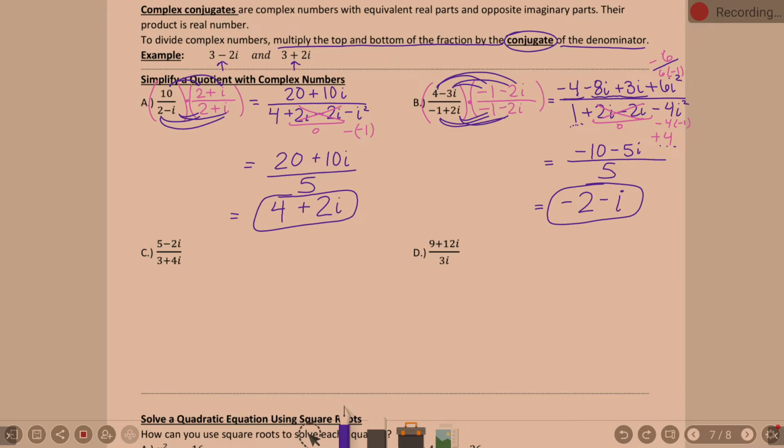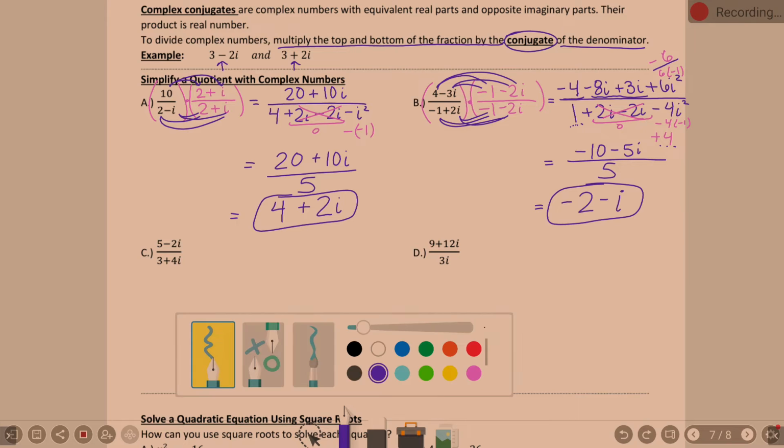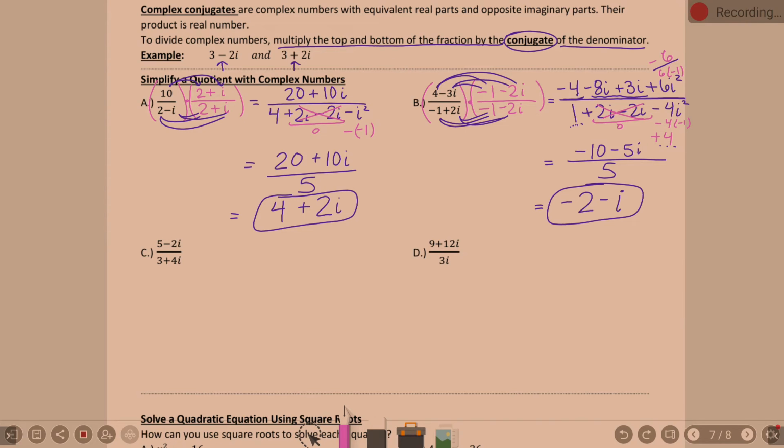C should be very similar. Now, I do want to go through C as practice. Hopefully you guys can stay a step ahead of me. But then also I want to talk about how to express our answer in C, because it's not going to clean up quite as nicely as our last one did. Okay. C is 5 minus 2i over 3 plus 4i. What are you doing? Okay, good. Conjugate of the denominator, so we're multiplying by 3 minus 4i.